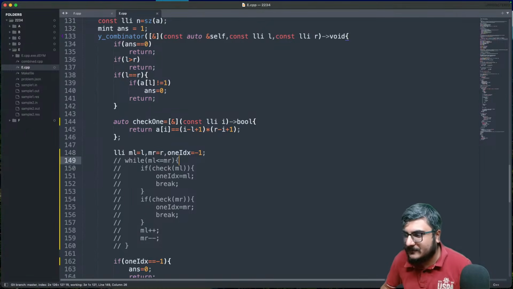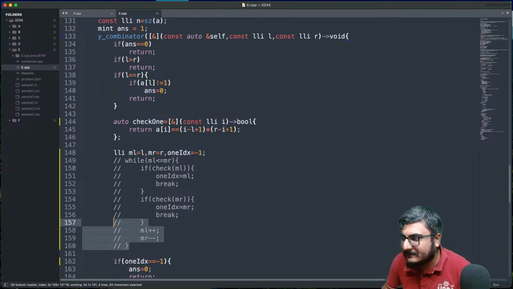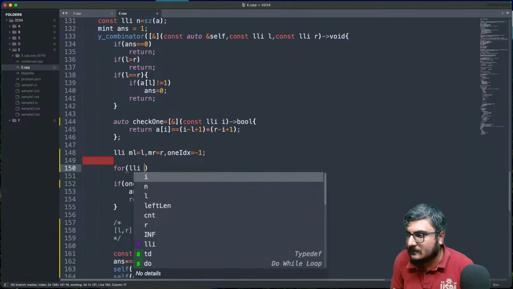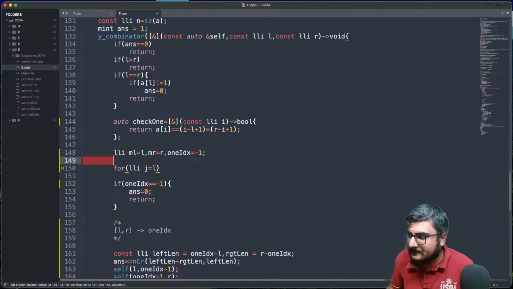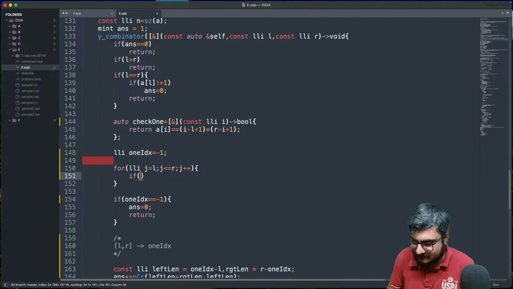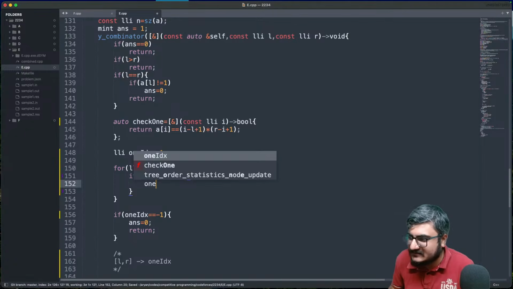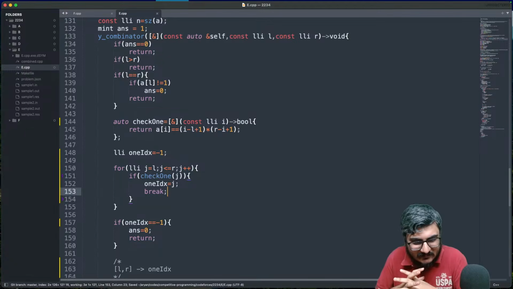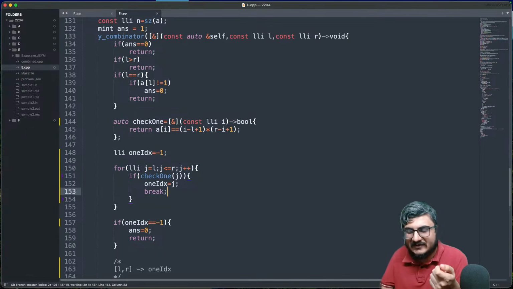Now, rather than finding 1, what I can do is j equal to L, j less than or equal to R, j plus plus. If check 1, if this element is 1, then I say 1 IDX is here and break. So a pretty blunt brute force where I have left and right endpoints. I just run from one endpoint to find the position of 1, and this is my check to find 1.